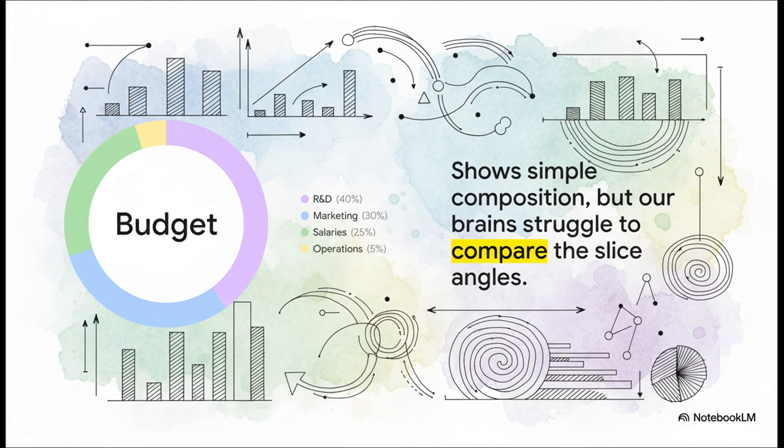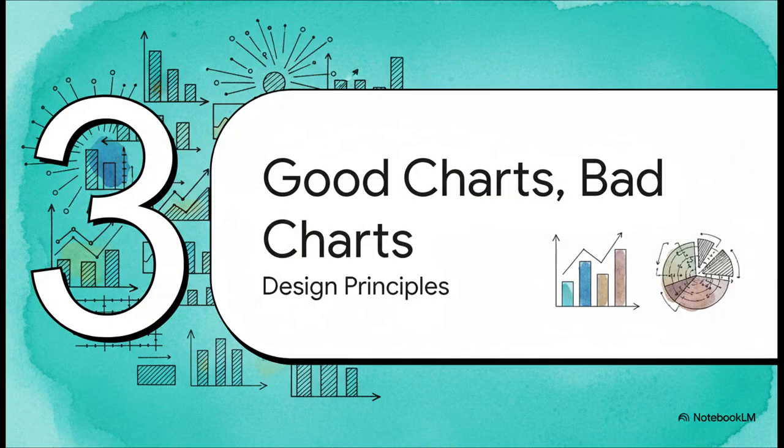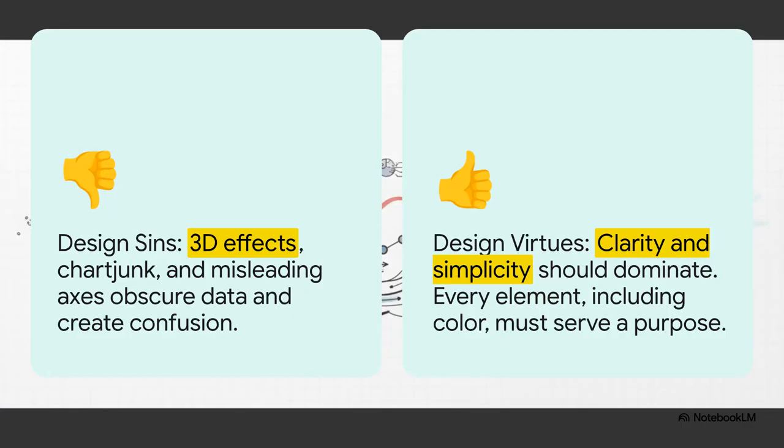Okay, knowing the right type of chart is one thing, but how you make it is everything. And this brings us to the most practical part of this whole thing, how to spot the difference between a helpful chart and one that's, well, actively trying to mislead you. Here's the most crucial point. Bad design hides the data, while good design makes it shine. So you've got to watch out for what I call design sins. Things like pointless 3D effects, all that decorative clutter that experts call chart junk, and of course misleading scales.